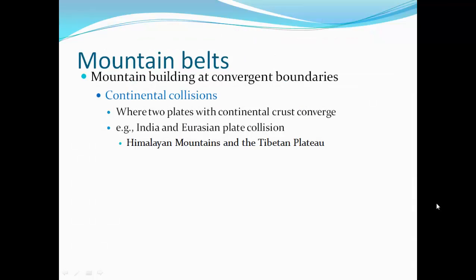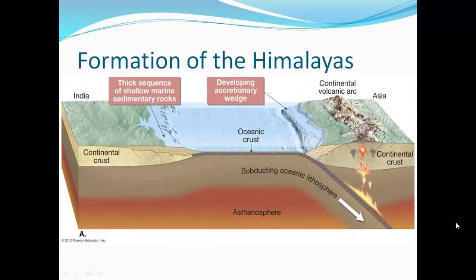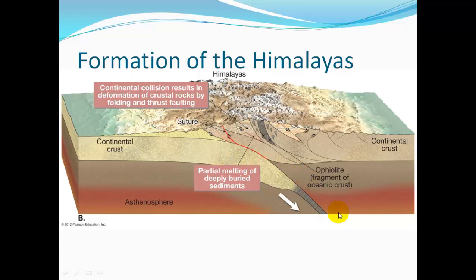Continental collisions are where two plates with continental crust converge, i.e. India and the Eurasian plate, where the Himalayan mountains and Tibetan plateau are forming. In this case, over time, India approached Eurasia. The subduction was going on here, and we have an accretionary wedge starting to form. Then once the ocean crust was completely subducted, the Indian crust started to merge and push against the Eurasian crust. So we have more fracturing happening and a lot of uplift of the Himalayas and the Tibetan plateau.